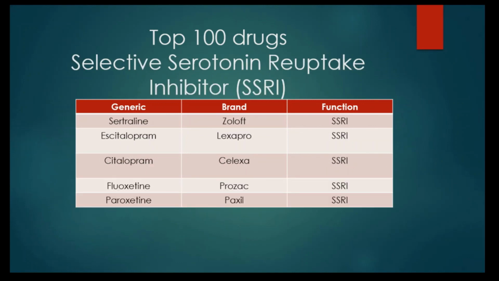We've got selective serotonin reuptake inhibitors, SSRIs. We've got sertraline, known as Zoloft, escitalopram, known as Lexapro, citalopram as Celexa, fluoxetine as Prozac, and paroxetine as Paxil.